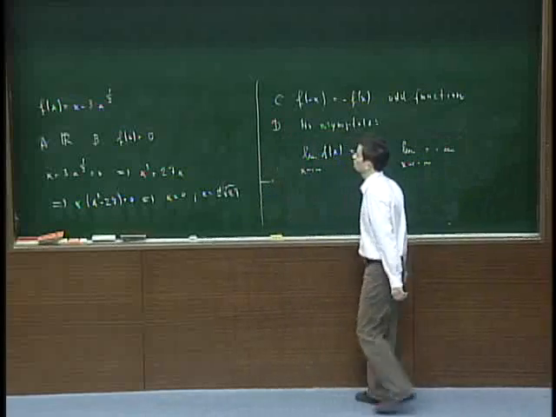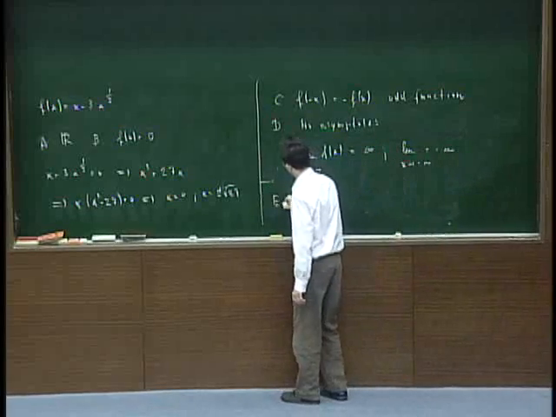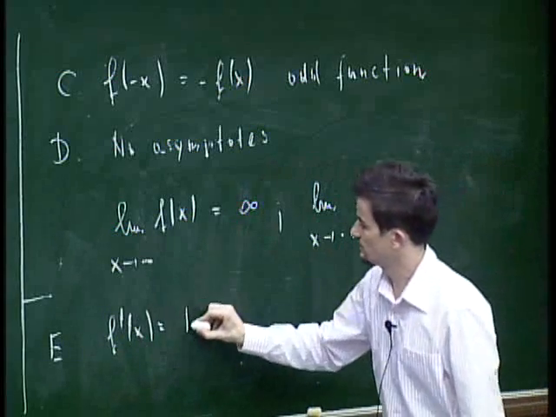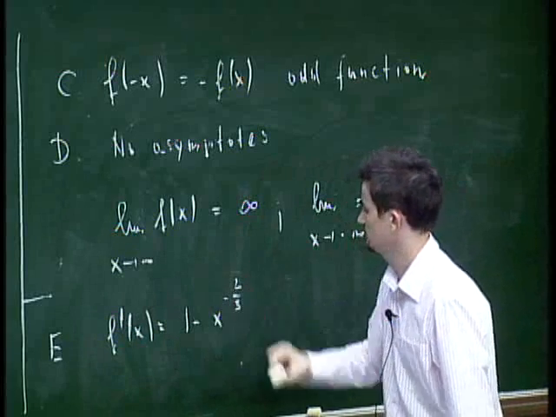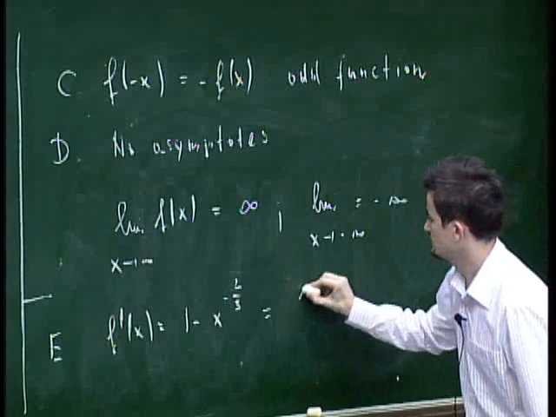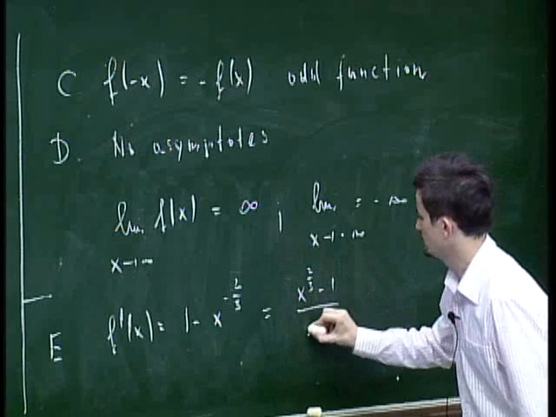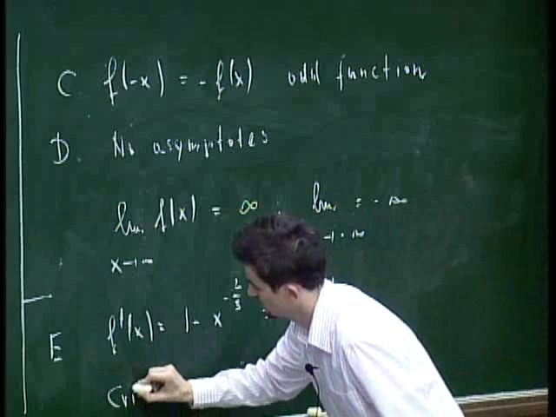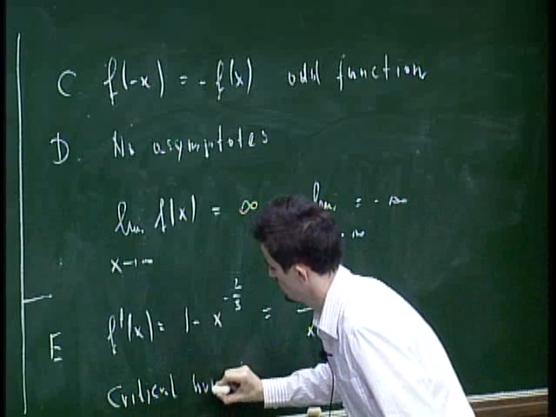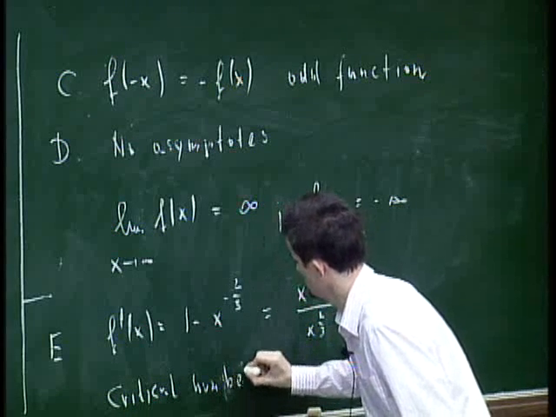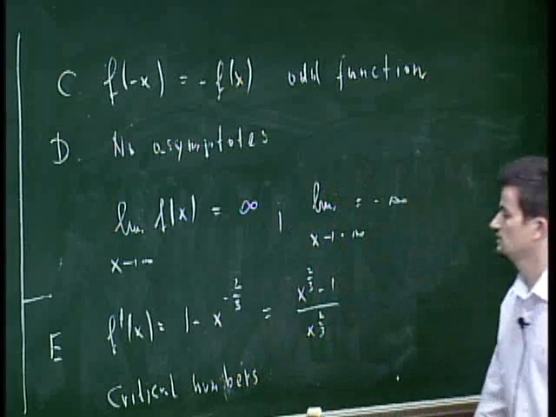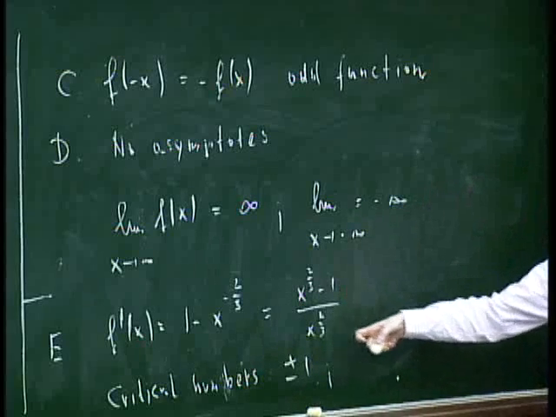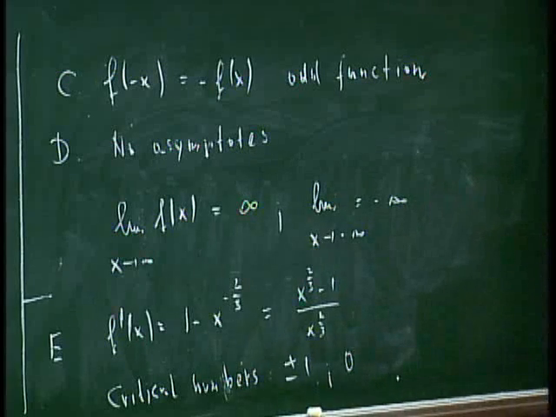Now we go on to compute the first derivative. This is 1 minus x to the minus 2 over 3. You can write this as x to the 2 over 3 minus 1 over x to the 2 over 3. So the critical numbers: you have plus minus 1 from here, and you see that at x equal to 0 the derivative is not defined.